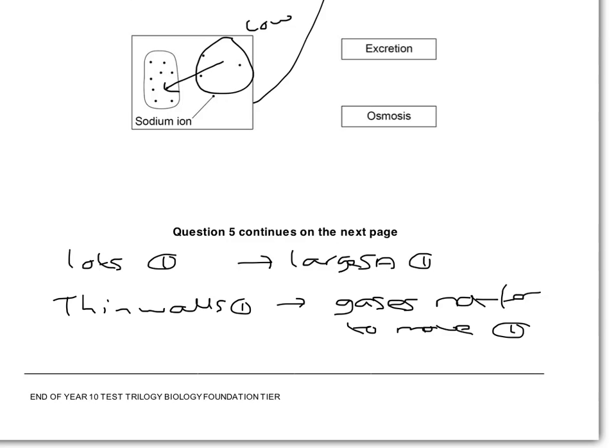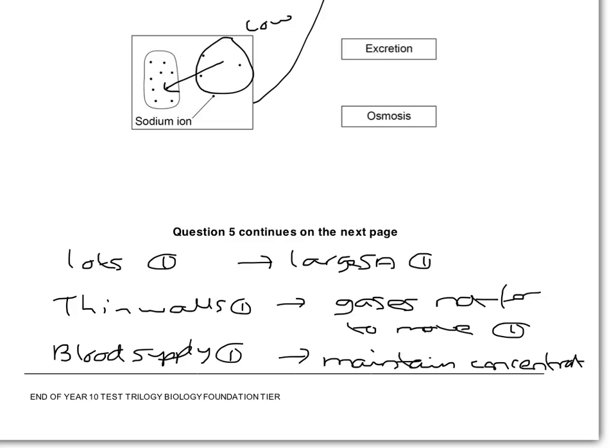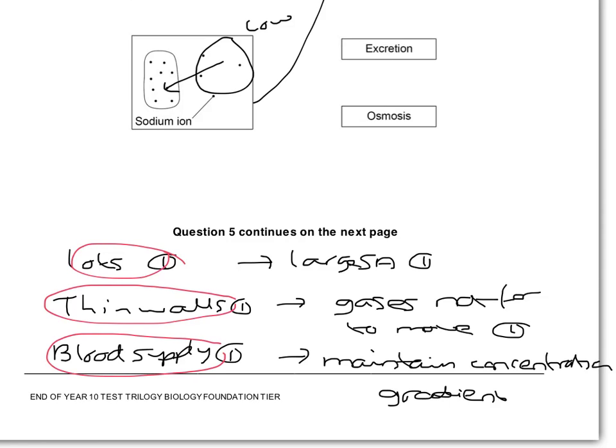Another one that you could have is that they've got a good blood supply for 1 mark. This helps maintain the concentration gradient, again for a mark. So what they're looking for is 1 mark for the features, so lots of alveoli, or the alveoli have thin walls, or they have a blood supply. So any 2 of those for 2 marks, and then for each one you have to give the explanation in order to get the full 4 marks.